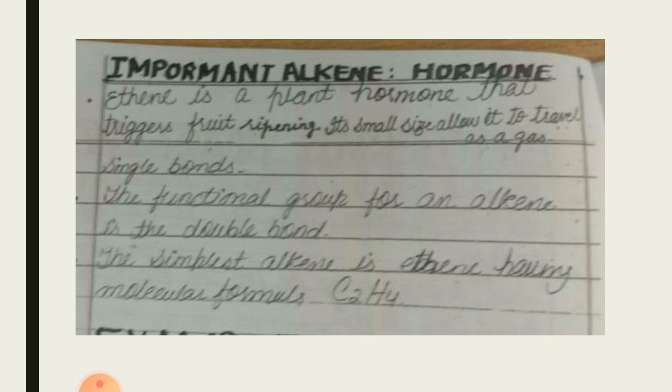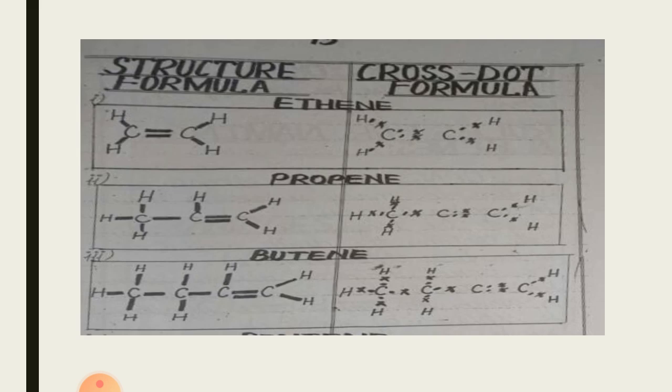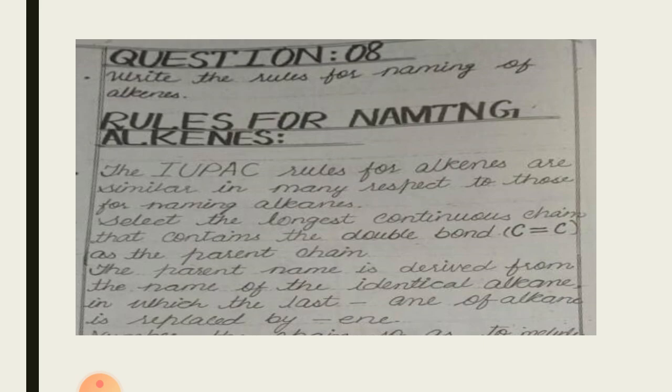An important alkene that is generally used is a plant hormone, which is used for fruit ripening, such as ethene. Okay. These are the structures and their condensed formula and molecular formula of some of the alkenes, and these are the structural and dot and cross formula of alkenes.